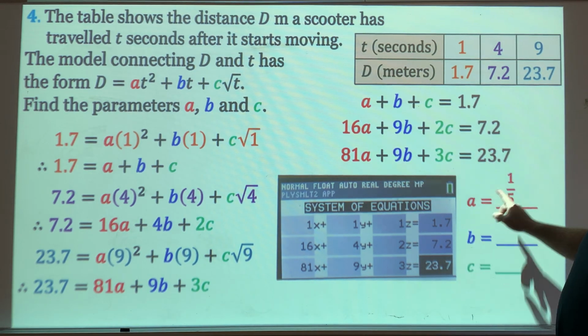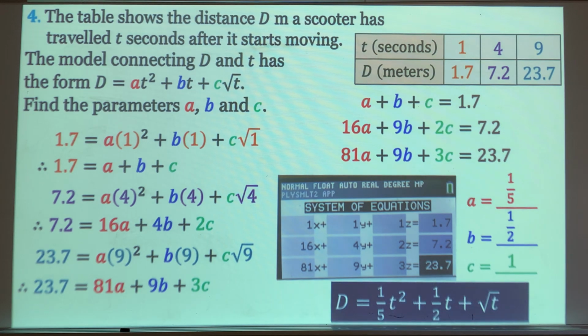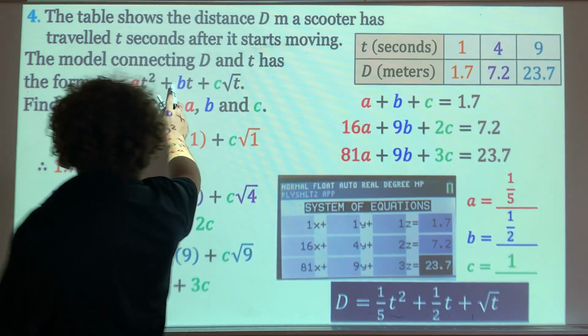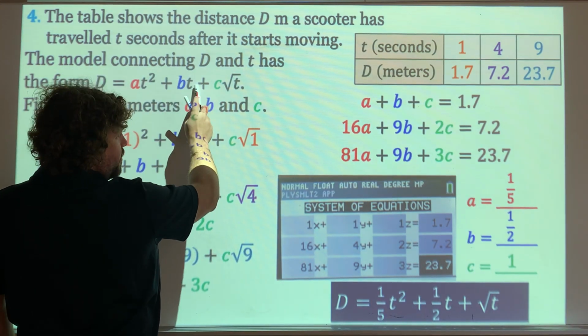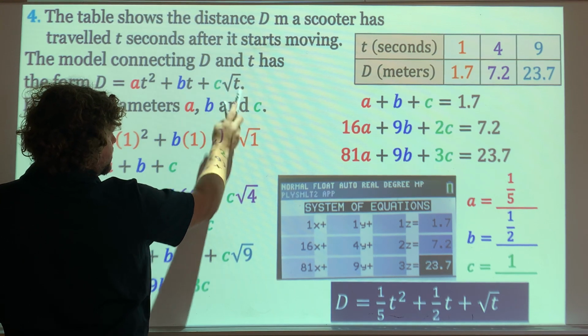Hit solutions. A is 1/5. B is 1/2, and C is 1. You can also put 0.2, 0.5, and 1 as well. All right. And that is problem 4. One-fifth t squared plus 1/2 t plus C, which is 1, so it's just plus the square root of t.